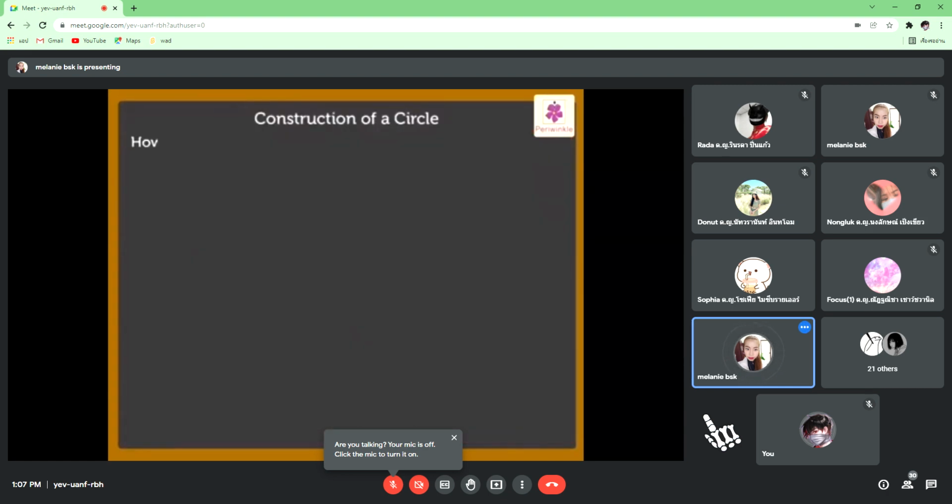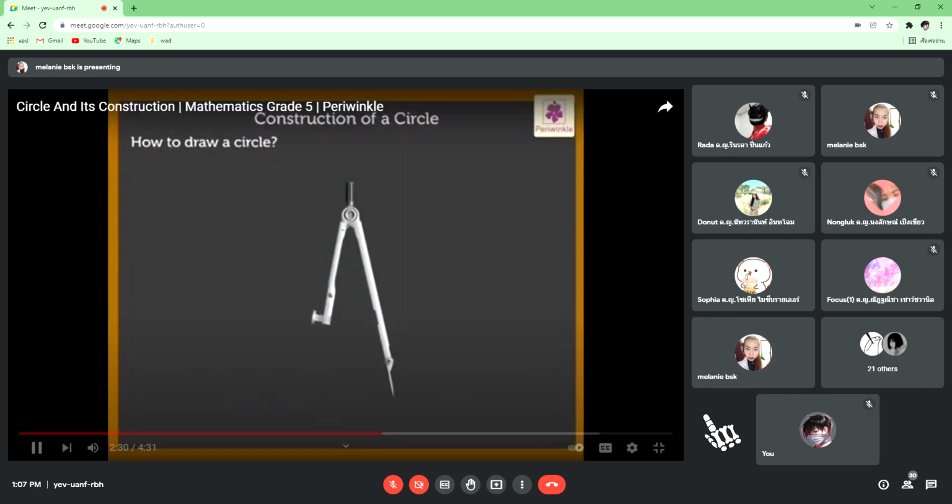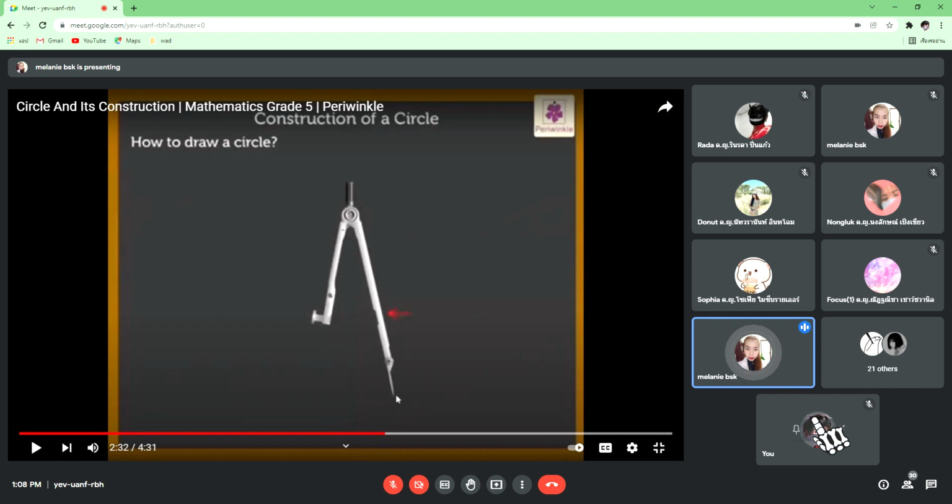Let's now learn how to draw a circle. To draw a circle, we use a compass. Do you have a compass? A compass has two arms. Okay, children, do you have a compass? Compass is used when you are drawing a circle. This one is for the center, and this one is for putting your pencil. Okay, now we're going to move on.